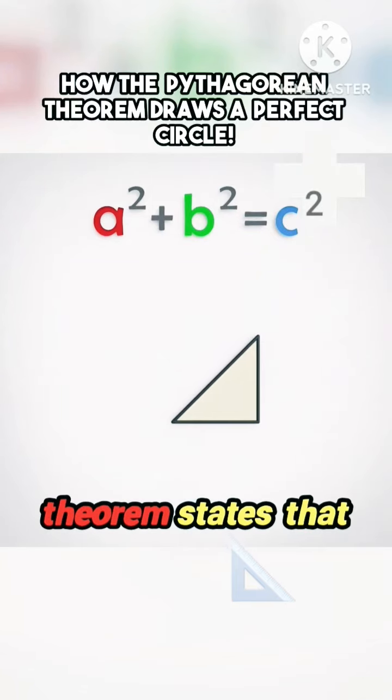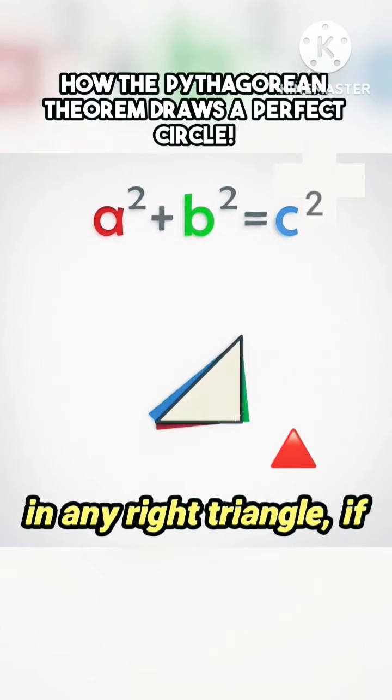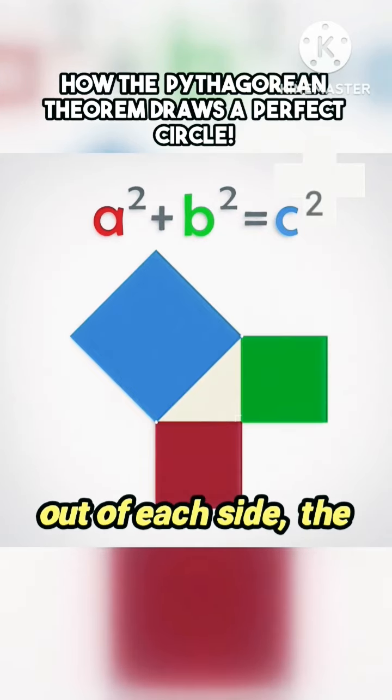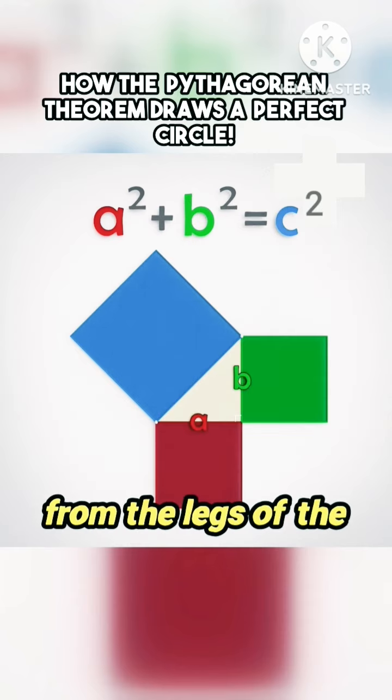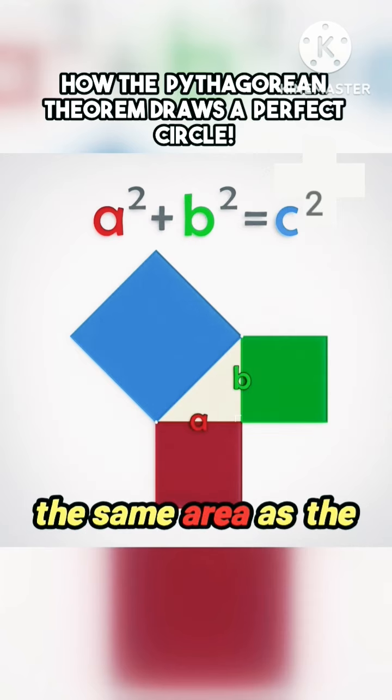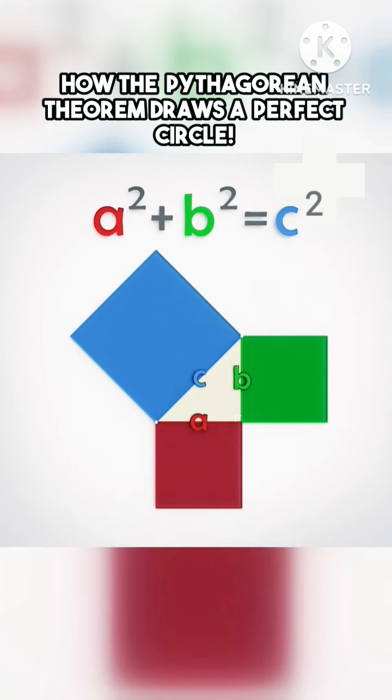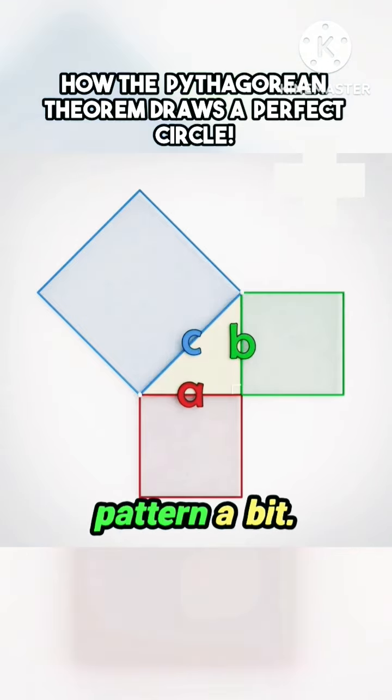The Pythagorean theorem states that in any right triangle, if you make squares out of each side, the two squares made from the legs of the triangle together have the same area as the square made from the hypotenuse. Let's play with this pattern a bit.